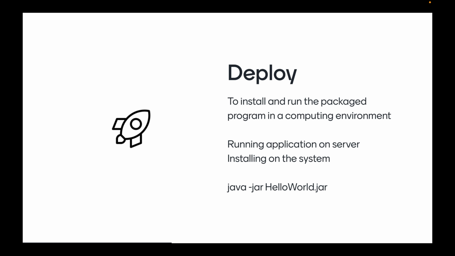Now that we have the application ready and packaged, we need to install or run the program so that it is served to the users, right? This is usually done on a computing environment which has a CPU, memory, and an operating system. For example, for this Java application to run, we just have to give this command, which executes a jar file and then serves the application.